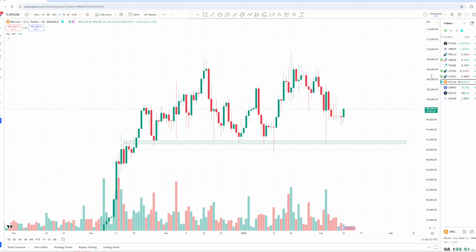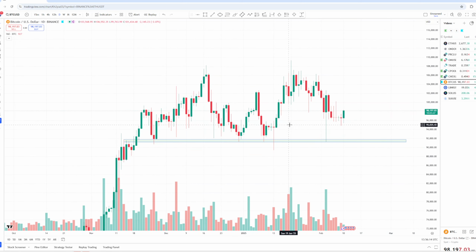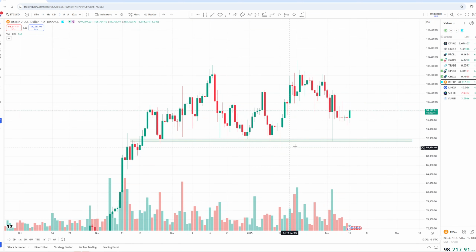When it comes to bouncing, and whether the level will be respected, another very important thing is the number of touches that you have. Usually a good support level starts with at least two touches, no matter the time frame.